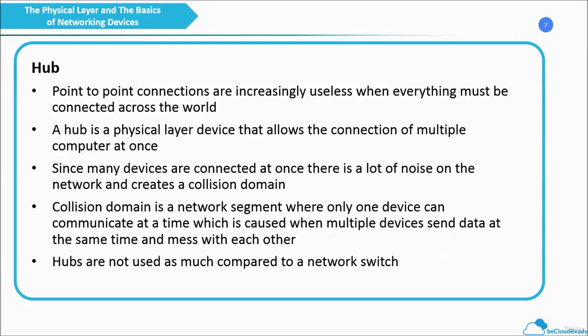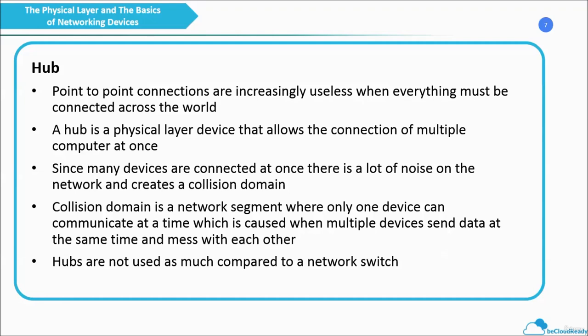Since many devices are connected at once, there will be a lot of noise on the network, and this will create a collision domain, and hubs cannot stop this. A collision domain is a network segment where only one device can communicate at a time, which is caused when multiple devices send data at the same time and the data gets all garbled and confused. So what the collision domain will do is automatically stop all data from being sent and only allow one device to send the data at once. This is one of the biggest reasons why hubs are not used as much, because of their inability to stop collision domains.